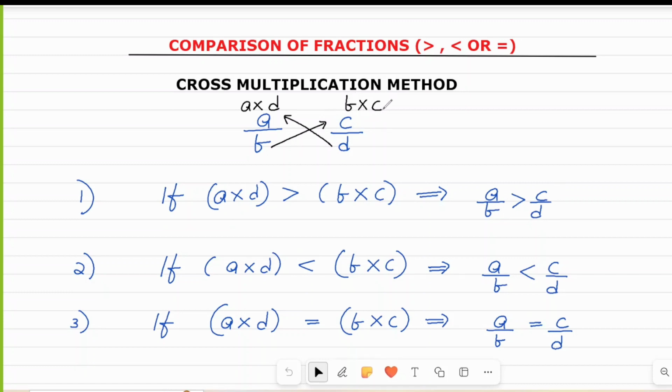If b multiplied by c, this product, is greater than this product, that is, the right hand side product is greater than the left hand side product, then c by d will be greater than a by b. Now the third scenario will be if both the products here are equal. If both the products are equal, then a by b is equal to c by d, because a by b and c by d would be equivalent fractions.